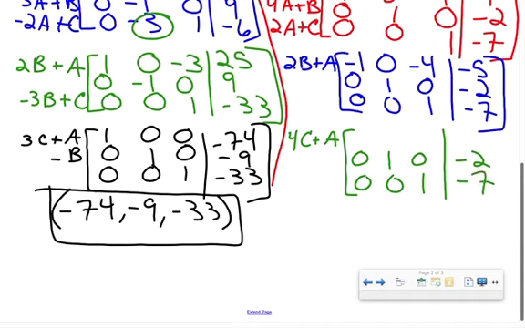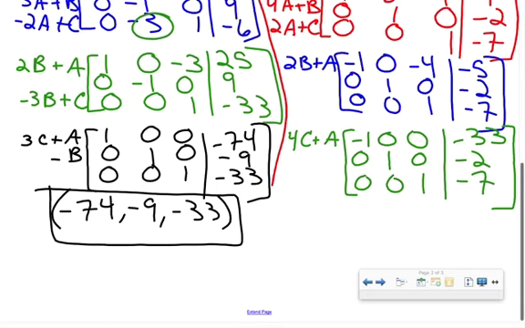So 4 times 1 is 4. 4 plus, let me start from the top, sorry. 4 times 0 is 0. 0 plus -1 is -1. 4 times 0 is 0. 0 plus 0 is 0. 4 times 1 is 4. Plus -4 is 0. 4 times -7 is -28. -28 plus -5 is -33.